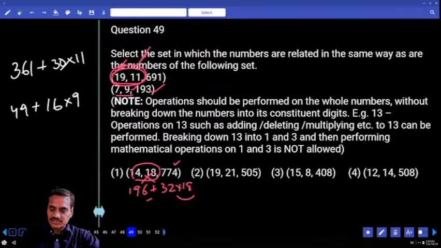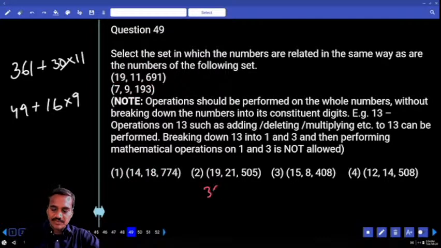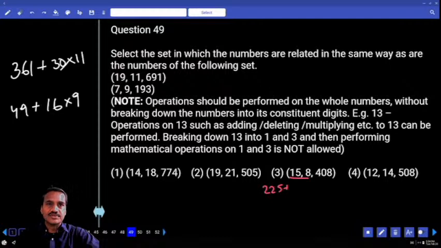Then next one. What is the next choice we have? 19 square 361 plus 19 plus 21, that is 40. And 40 into 21 is 840, so it becomes 800 and more. Added together, it is much more than 500. That is ruled out. Then 15 square 225 plus 15 plus 8, 23, and 23 into 8. 8 into 3 is 24, so 4 plus 5, 9 should be the last digit. That's again ruled out. And finally we are left with choice 4.